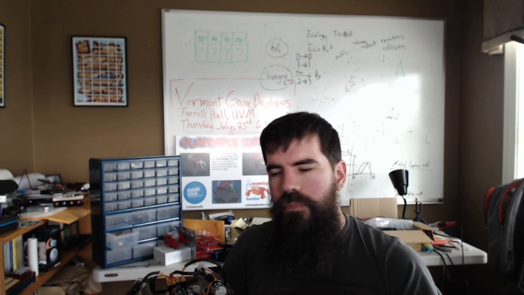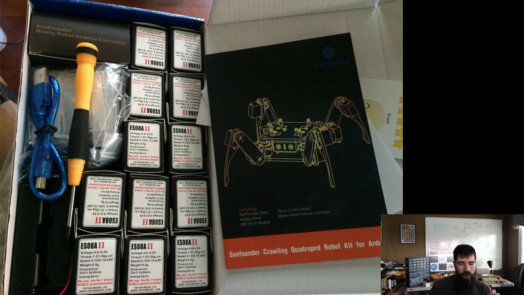show you a little bit about the build. So here's the box that it came in. When I first opened it, you've got 12 individually packaged servos. This is a 12 degree of freedom machine. And you've got everything placed in there. It comes with supposedly all the tools that you need. It includes this screwdriver, which is handy.